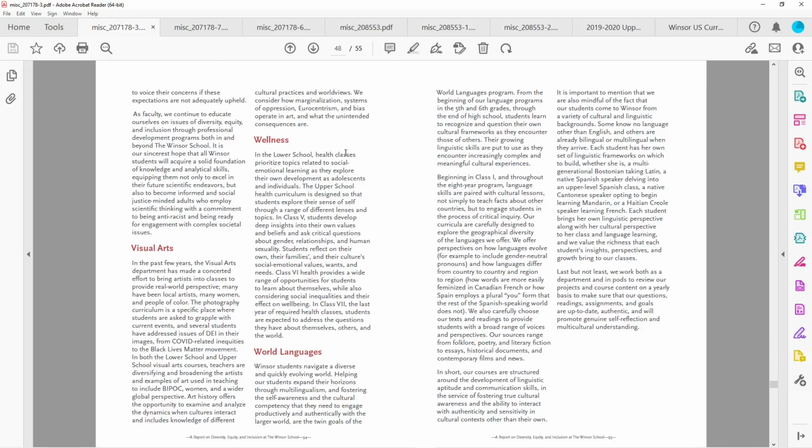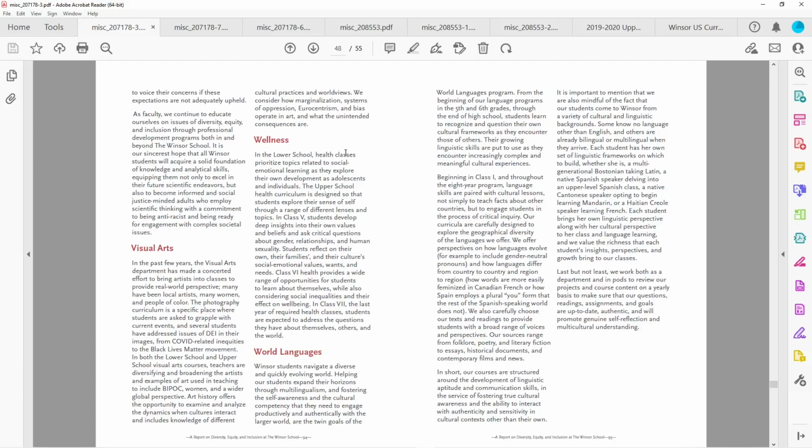Visual arts. In the past few years, the Visual Arts Department has made a concerted effort to bring artists into classes to provide real-world perspective. Many have been local artists, many women, and people of color. Now notice, in the past few years, this was printed in, I think, 2020. So what they're saying is it's not just George Floyd. No, it's not just George Floyd. It's not like we just flipped like everybody else did and suddenly took on DEI as our number one goal, literally overnight. We've always been doing this.